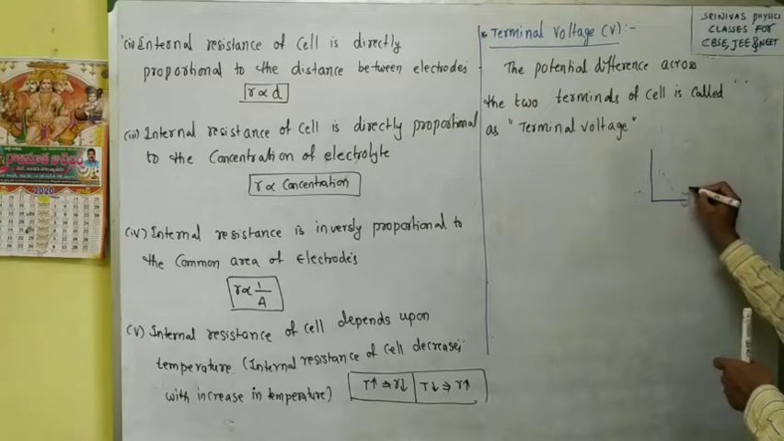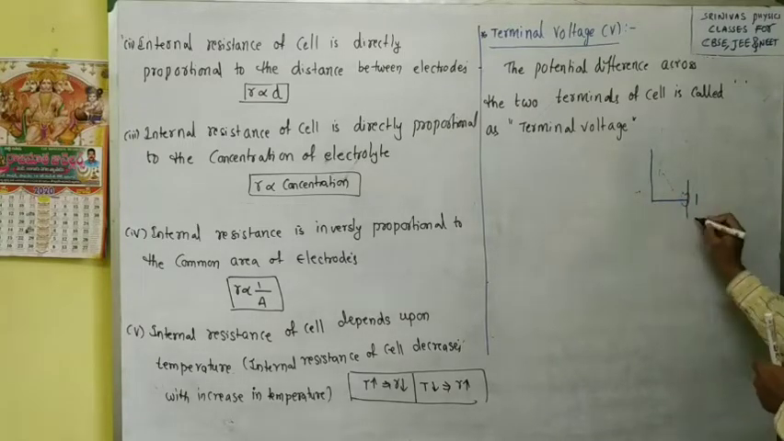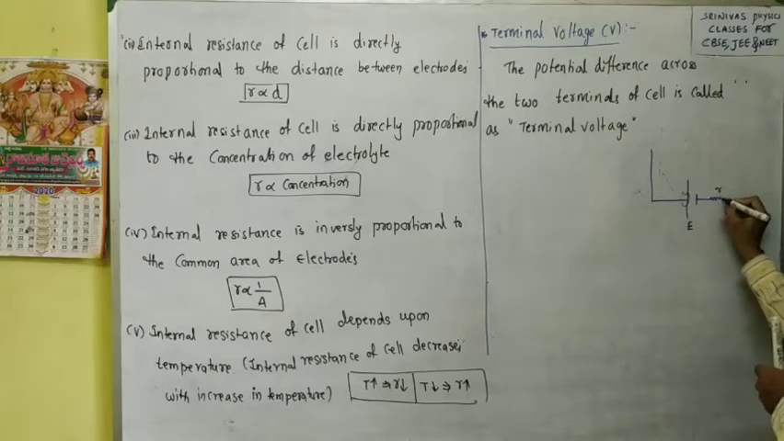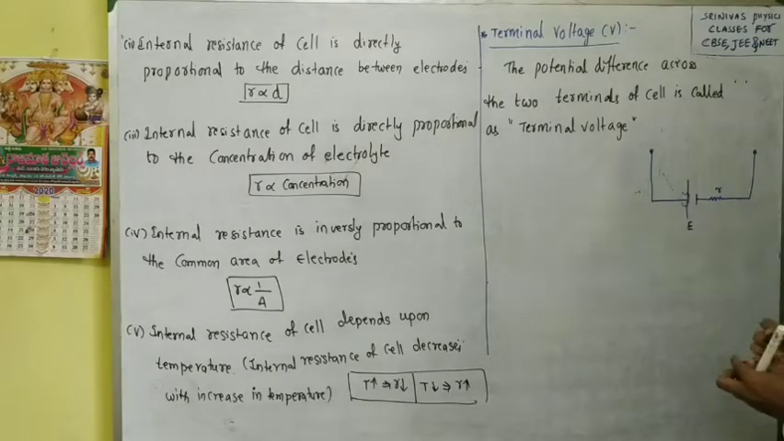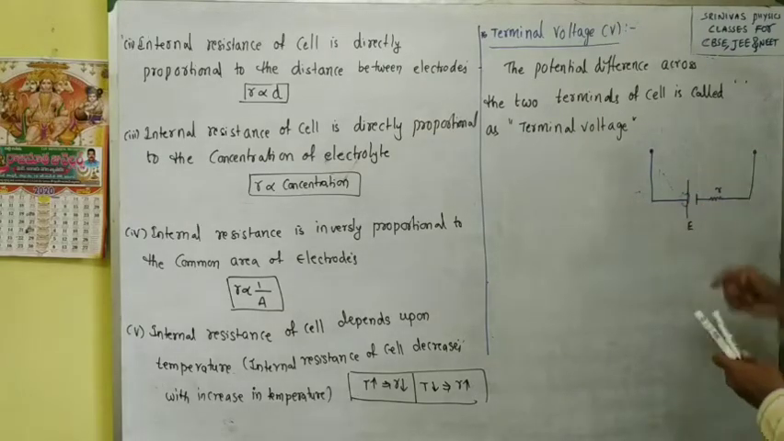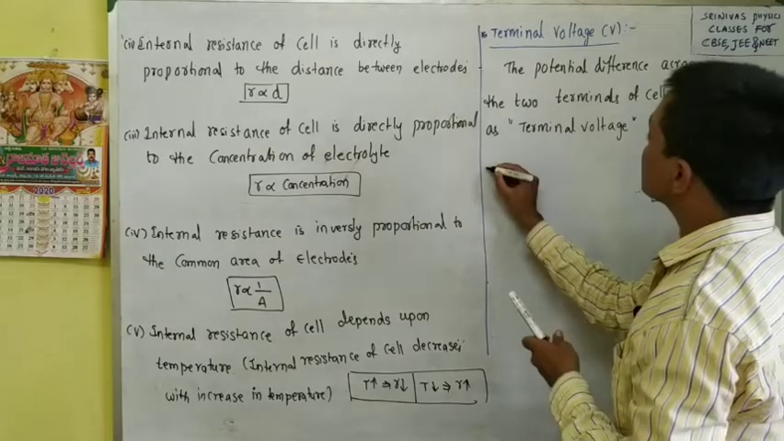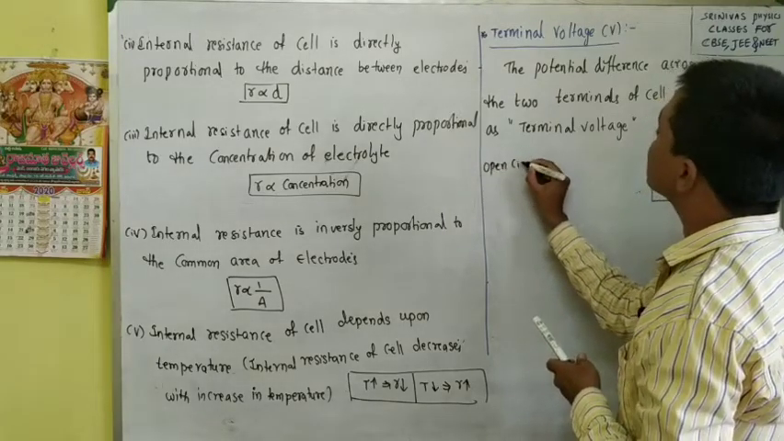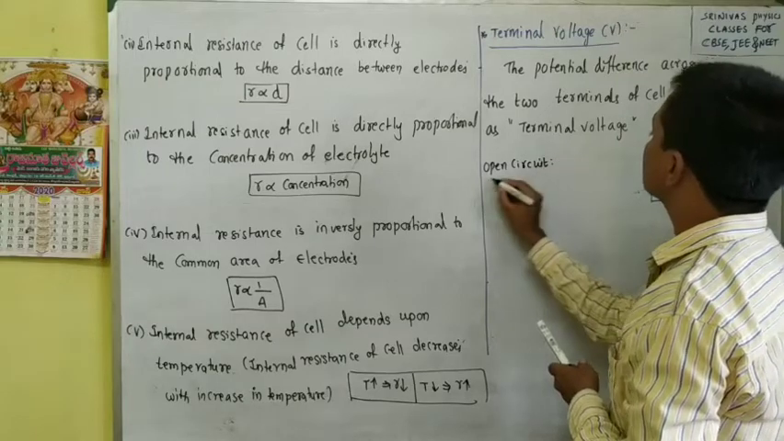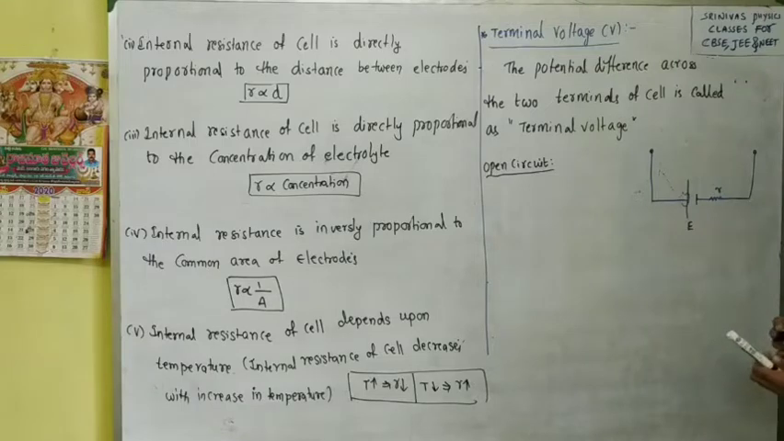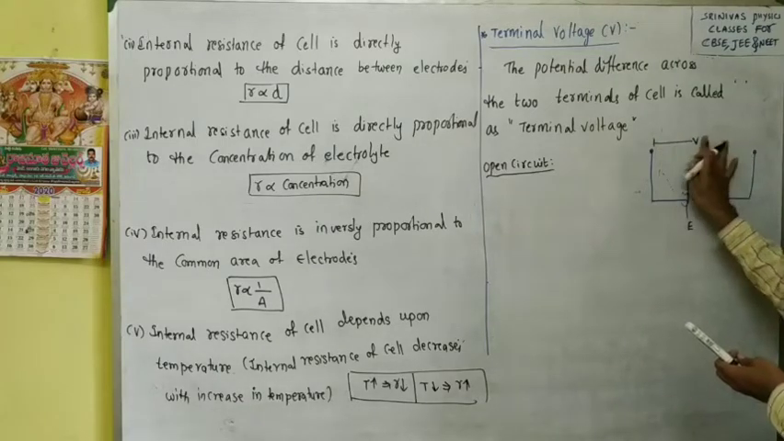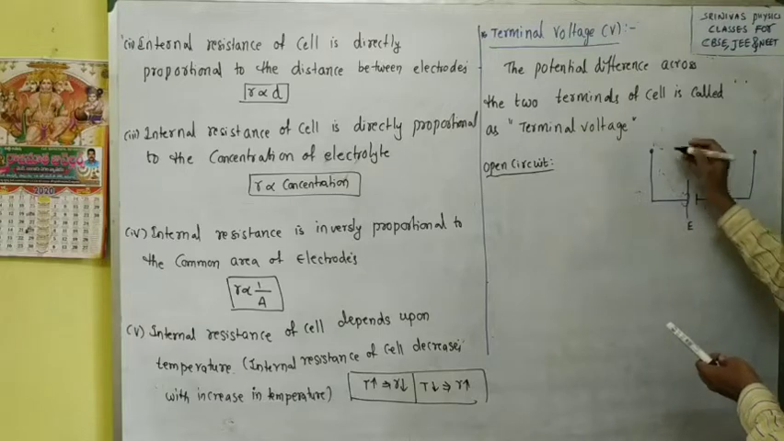This is one cell, and it has some EMF E and some internal resistance small r. And for example, this is an open circuit. We are not connecting any external resistance. This is not a closed circuit. It is an open circuit. In the case of an open circuit, what happens to the terminal voltage? Terminal voltage means the potential difference across the two terminals of the cell, the potential difference across these two points.